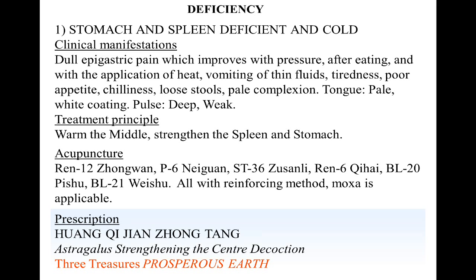And the Three Treasures remedy is Prosperous Earth, which is a variation of the famous Liu Jun Zi Tang, the Six Gentlemen Decoction. Very simple formula, very straightforward, tonifying stomach and Spleen-Qi. Very useful formula also for acupuncturists, supposing you're treating a patient with this type of pattern. It's very good to supplement the acupuncture treatment with a herbal remedy that tonifies stomach and spleen.